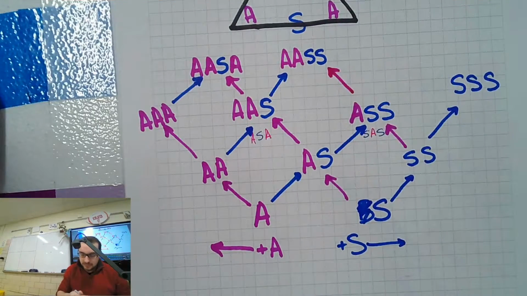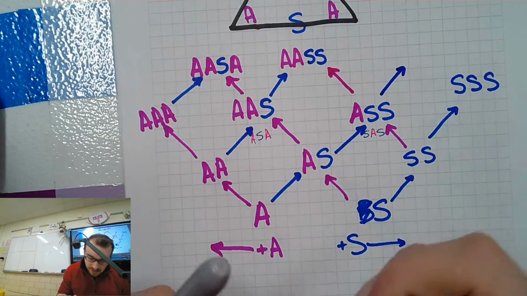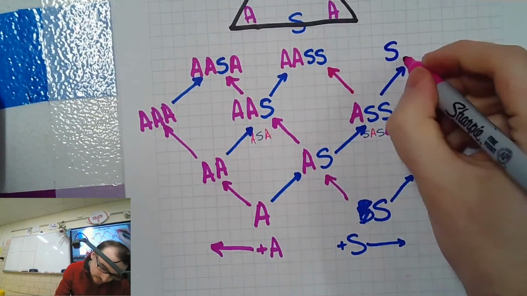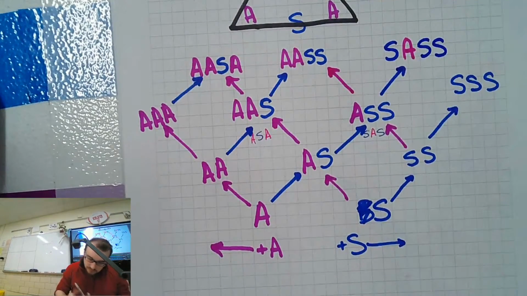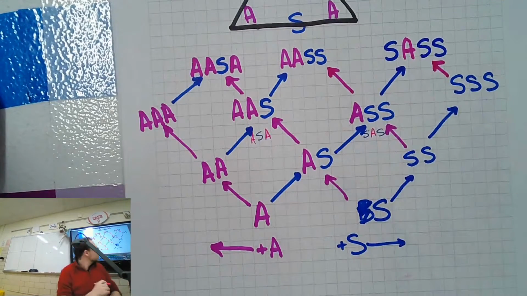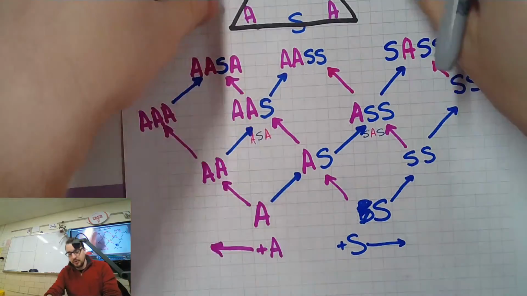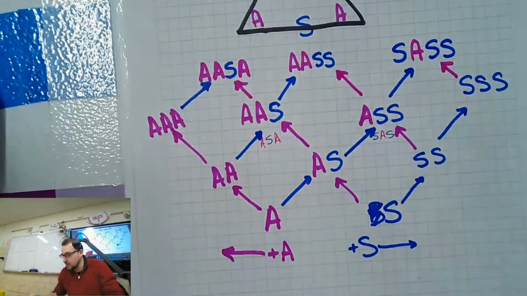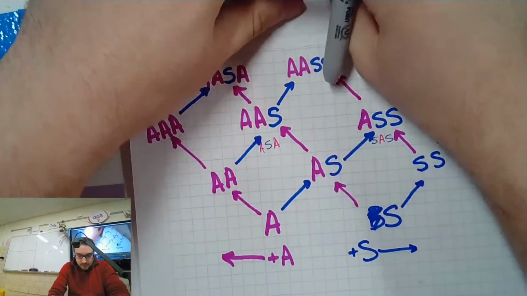Double A. If I move to the right, I get another S. And I'm going to write it like this. Adding one A gets me there. I'm running out of room. Oops, I'm not going to do that. That's not going to work. So basically, let's skip that row.